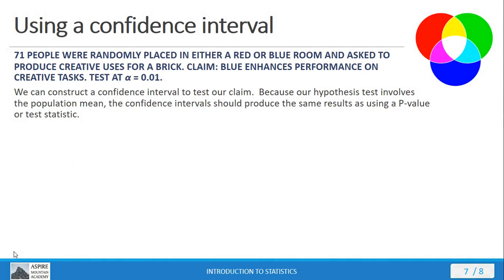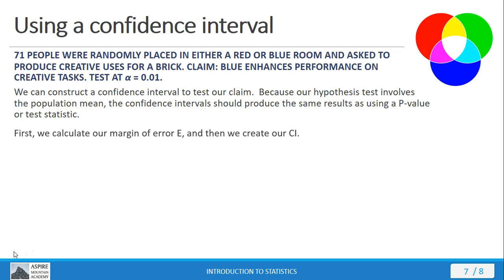To construct a confidence interval estimate for this same situation, our hypothesis test involved the population mean, so that's what our confidence interval is going to do. And because we're dealing with mean values, the confidence interval is just as reliable as the formal hypothesis test method that we just looked at.